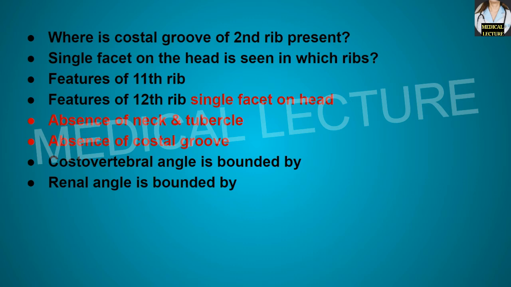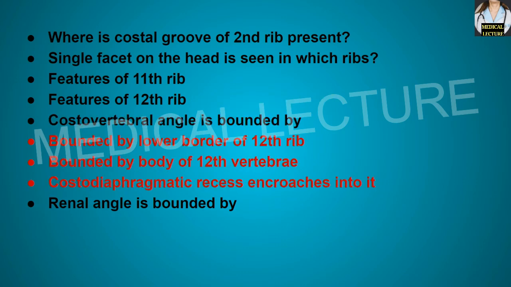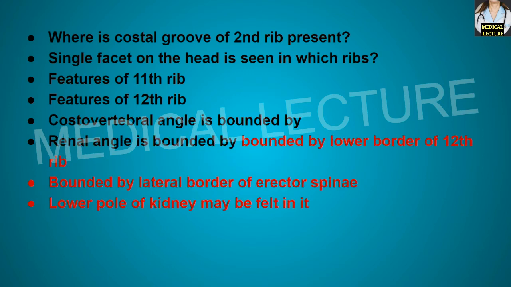Costovertebral angle is bounded by lower border of the 12th rib. It is also bounded by the body of the 12th vertebra and the costodiaphragmatic recess encroaches into it. Renal angle is bounded by the lower border of the 12th rib and also by the lateral border of the erector spinae. The lower pole of the kidney may be felt in it.